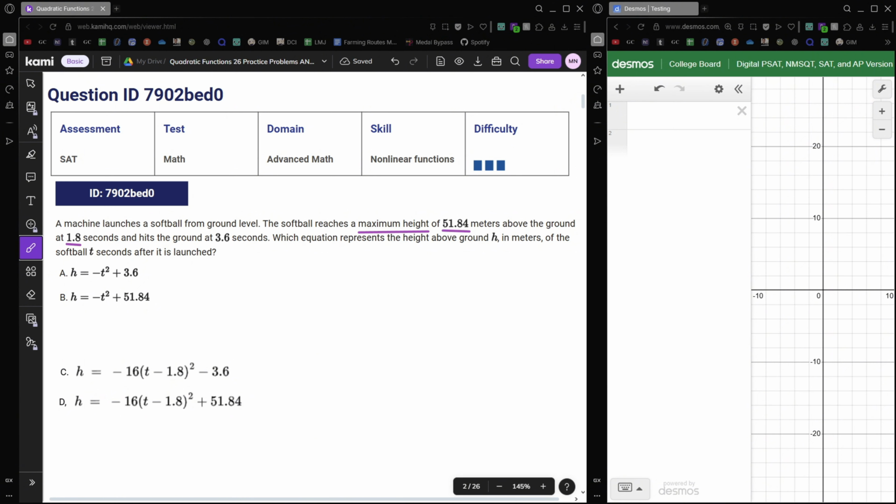Now whenever it says maximum height, that means it's going to be the vertex. So we could represent this as a point like this, where the seconds is the x value, and the height is the y value. Now if you know the vertex formula, then you could probably instantly figure out that your answer would be D, but you could also just put it in Desmos to make sure.